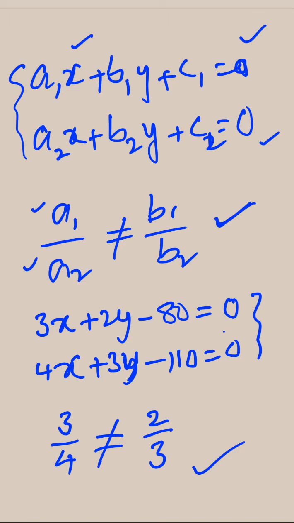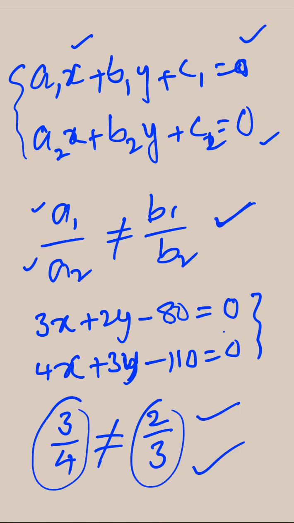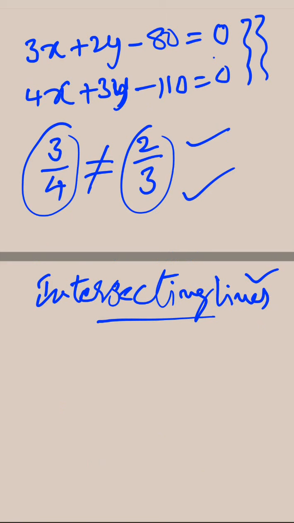So if a1 by a2 and b1 by b2 are not equal, it means the given two lines are intersecting lines. We can say this easily by doing this. So this condition is very important. Whenever two equations are there, first you have to check whether a1 by a2 is not equal to b1 by b2, then immediately we can say those two are intersecting lines.